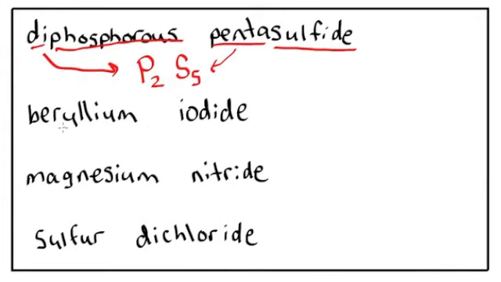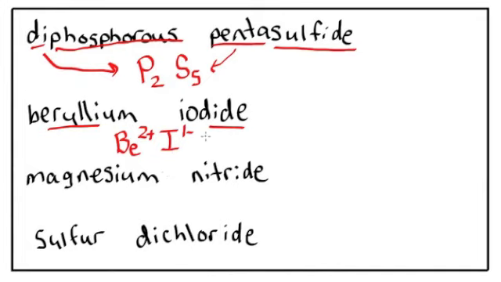The next one has one name first, the IDE ending, so this is my hint that this is going to be a binary compound, but this beryllium is a metal, and with metals, we don't use mono, di, tri in ionic. We actually have to do some work. So beryllium and iodine, I recognize what's there, but I don't know how many of each. Beryllium's group 2, so it's a 2 plus ion. Iodine is group 17, so it's 1 minus.